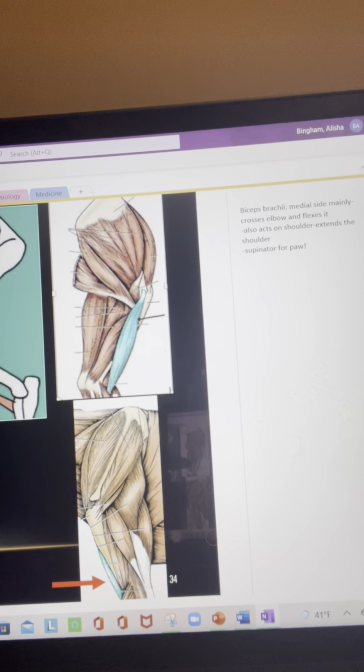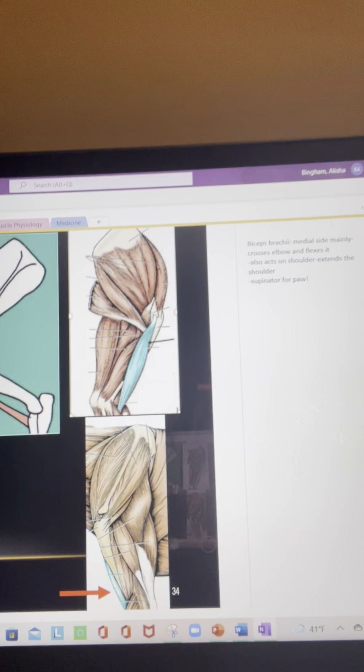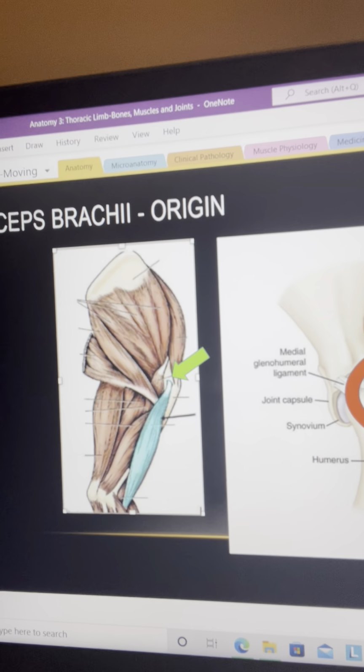Cranial to the humerus, we have the biceps brachii. It's visible laterally and medially. It extends the shoulder and also supinates the paw. So here in blue, this is our biceps brachii. Here's a better picture actually. This is our biceps brachii here.